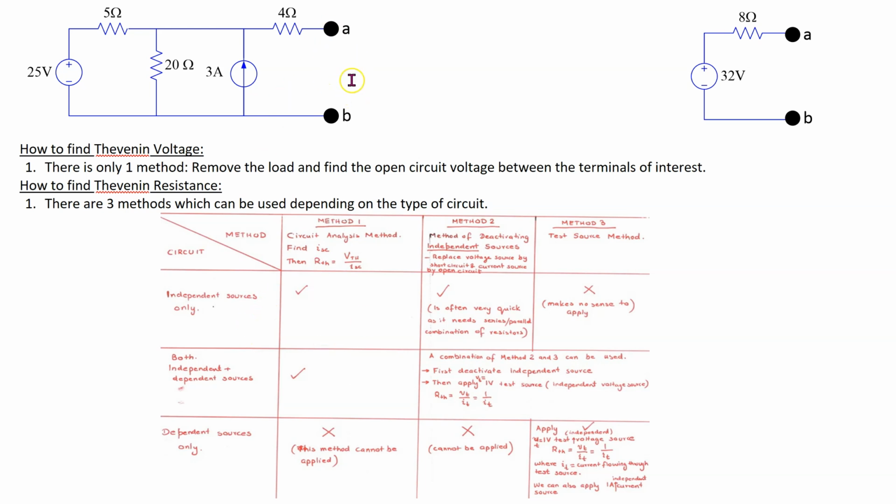Consider this circuit here. This circuit has independent sources only. We can find the Thevenin voltage and Thevenin resistance by connecting a test current source, and this is done as follows. We connect a test current source between terminals of interest A and B.